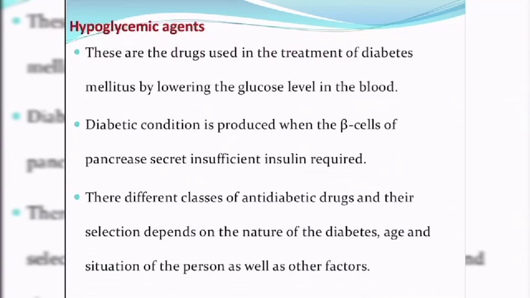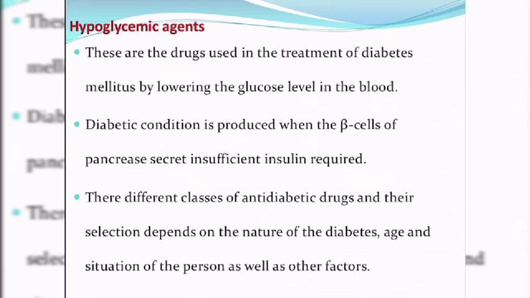The next is hypoglycemic agents. Hypoglycemic agents are the drugs used in the treatment of diabetes mellitus by lowering the glucose level in the blood. Diabetic condition is produced when the beta cells of the pancreas secrete insufficient insulin required for glucose metabolism. So this is what is called type 1 diabetes mellitus.